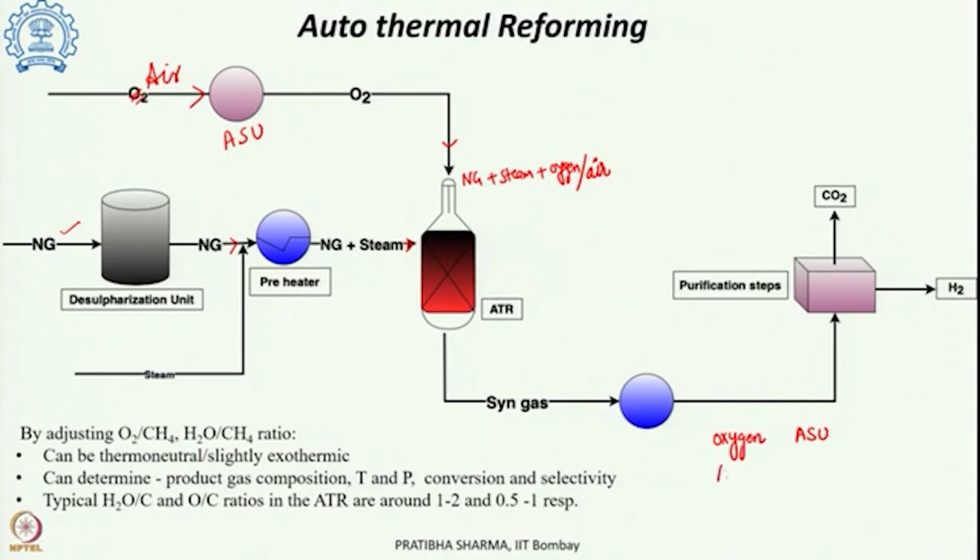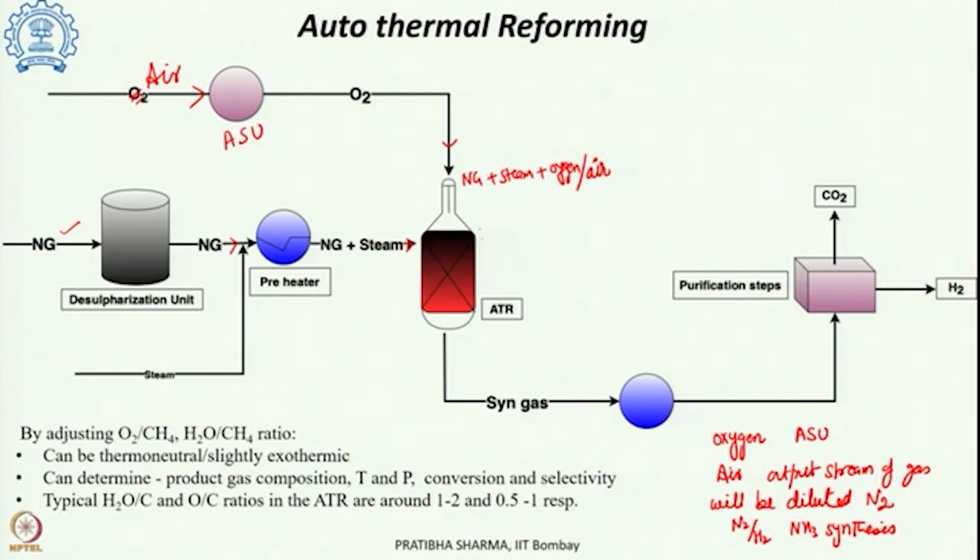However, if air is directly used as an oxidant, in that case the output stream of gas will be diluted with nitrogen. Depending upon the N2 by H2 ratio, this gas can be used for ammonia synthesis.